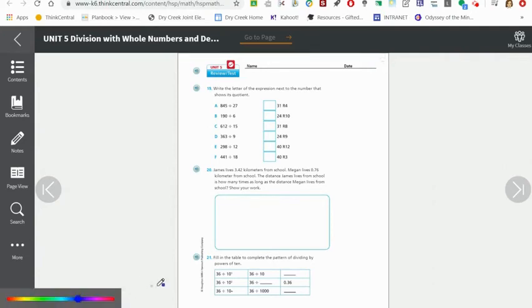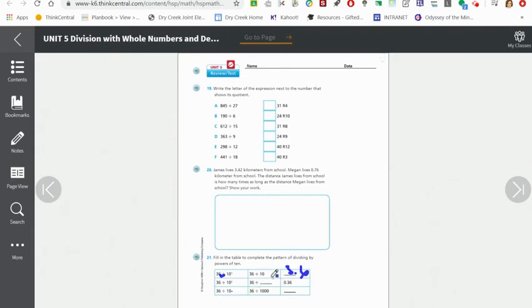Okay, so for this one, fill in the table to complete the patterns of dividing by powers of 10. So 36 divided by 10 to the first power is the same thing as 36 divided by 10, which would mean I would have 1 shift. So the decimal would shift over 1. So it would become 3.6.